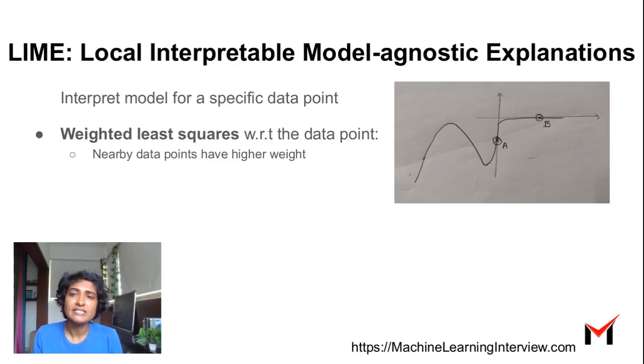So LIME is a model to give local explanations, and it stands for Local Interpretable Model Agnostic Explanations, and it can be used to interpret or explain a specific outcome for a specific data point. So how does it work? How do you get this local fit? The idea is, for each point, let's give more importance to the neighborhood around that point. And the way that's done is through weighted least squares with respect to that particular data point. Weighted least squares just means that the nearby points have more weight.